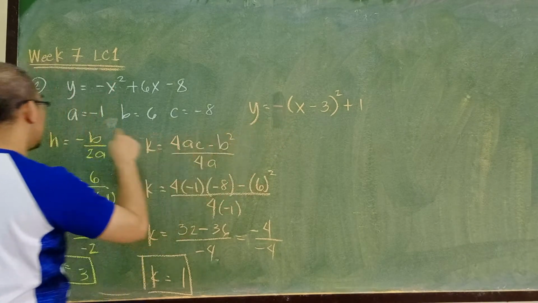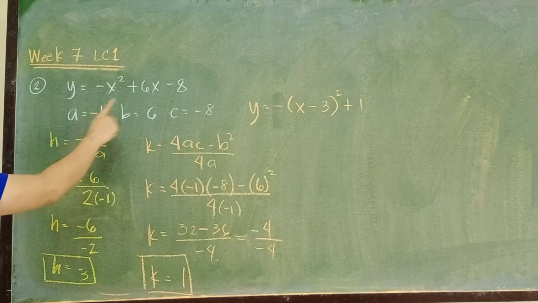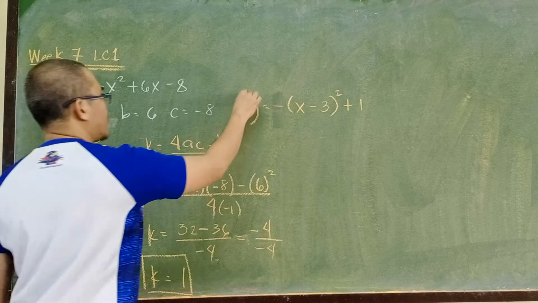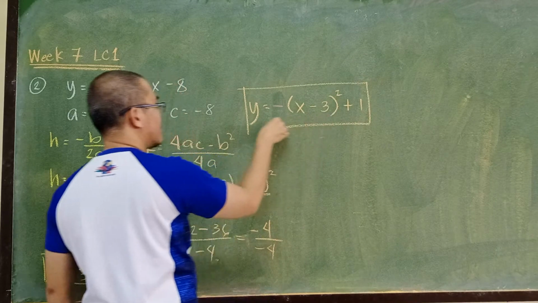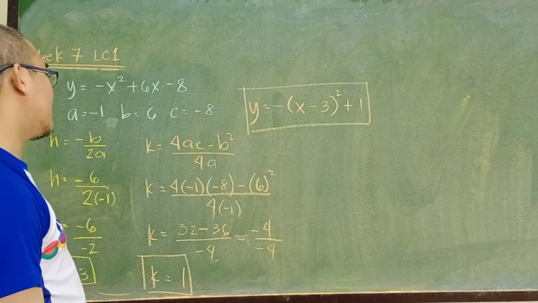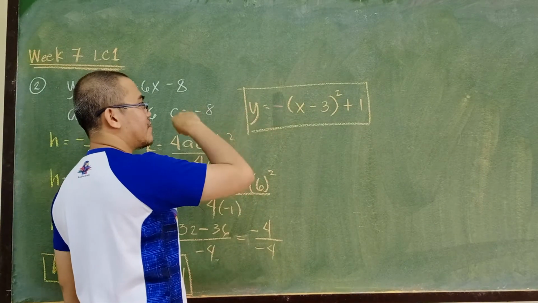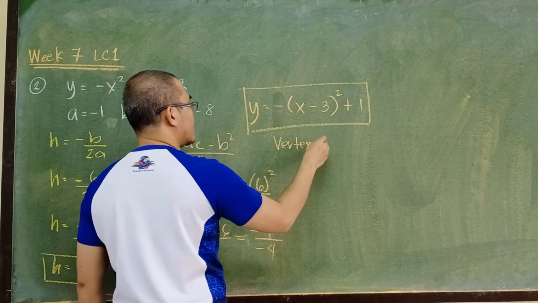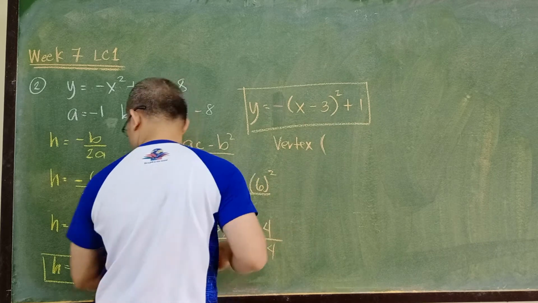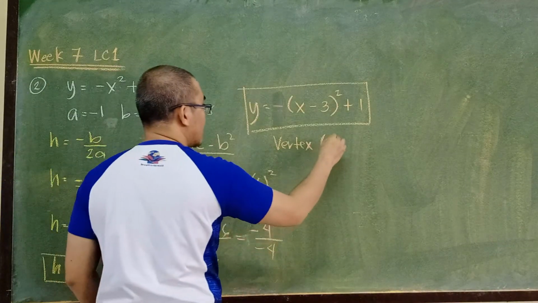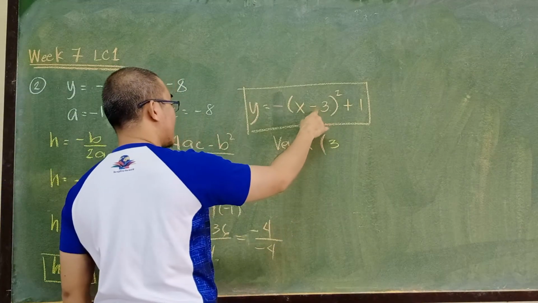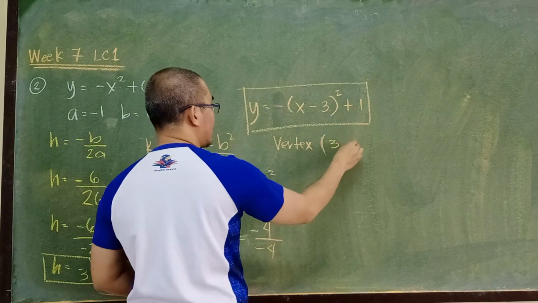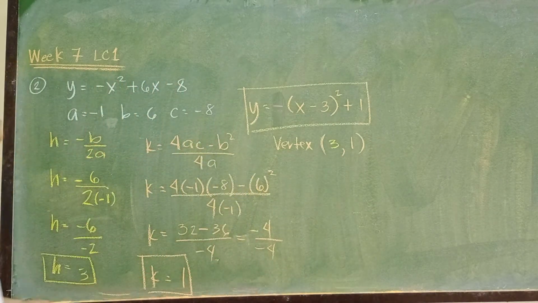Yung A, makukuha mo dito. Yung 1, pwede mo nang maglagay. Kung 1 lang naman yung number, huwag mo na ilagay. Yung sign na lang na negative sign. So, ito na yung vertex form natin. So, doon sa vertex form, malalaman mo na ano yung vertex ng graph na pag kinraph mo yan. So, yung vertex would be positive 3, opposite ng sign dito, and then yung K, which is 1. Yan yung vertex na.